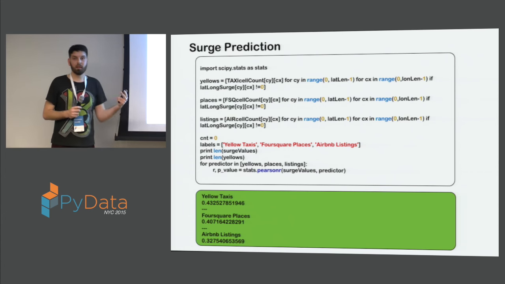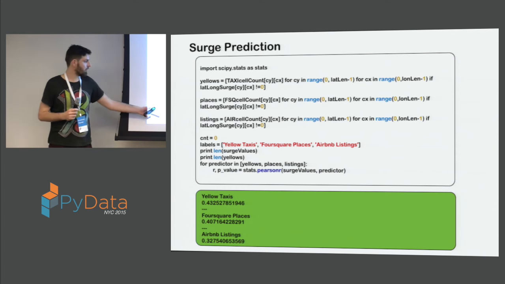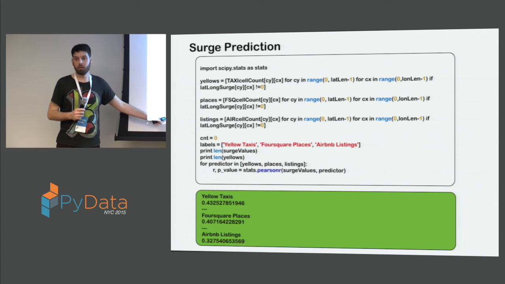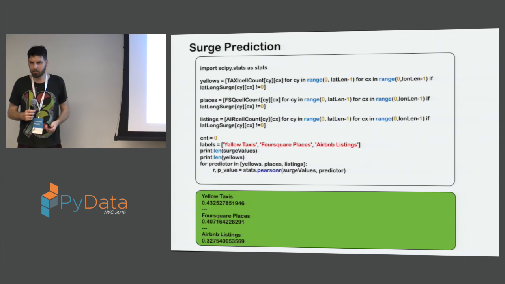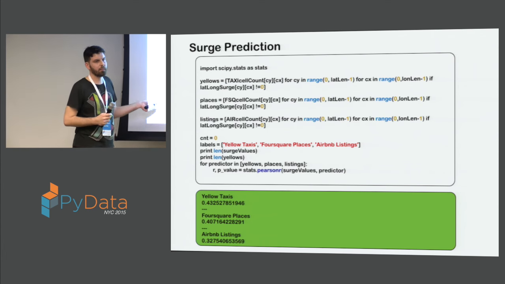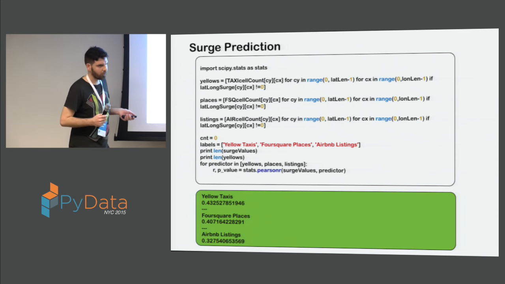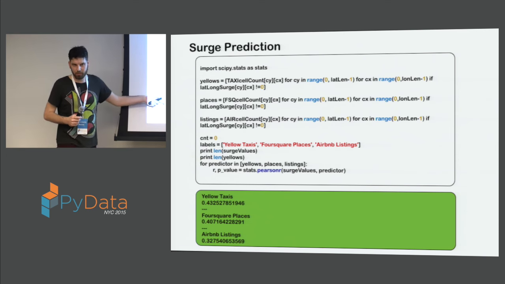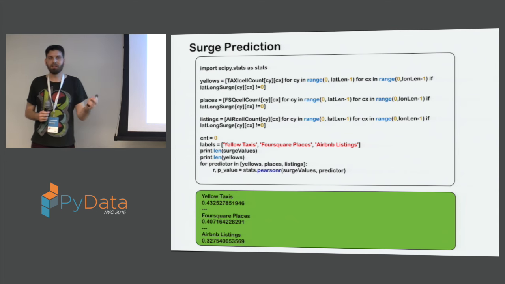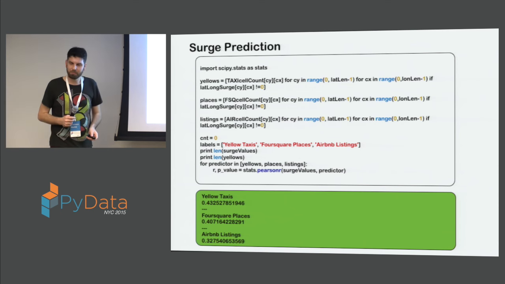Airbnb listings, despite the fact that we have more listings, for example, than Foursquare places, the correlation is lower. But the goal is how can we combine this into a supervised learning model and maximize our prediction scores. These are actually correlation measurements, they're not predictions, but effectively correlation is the first step towards a prediction task, right?